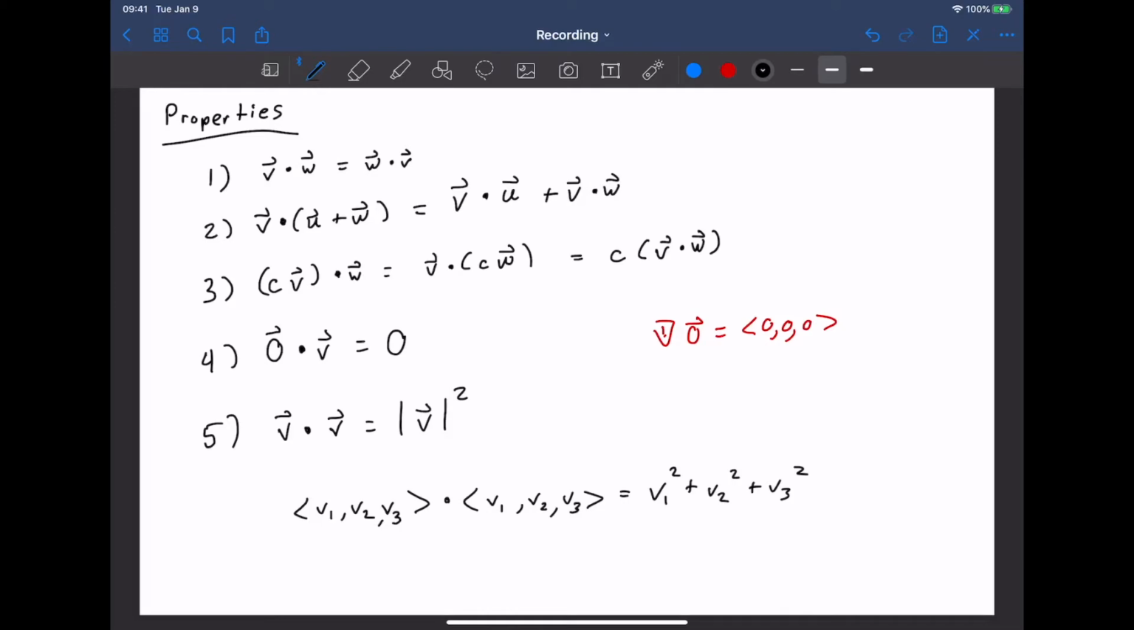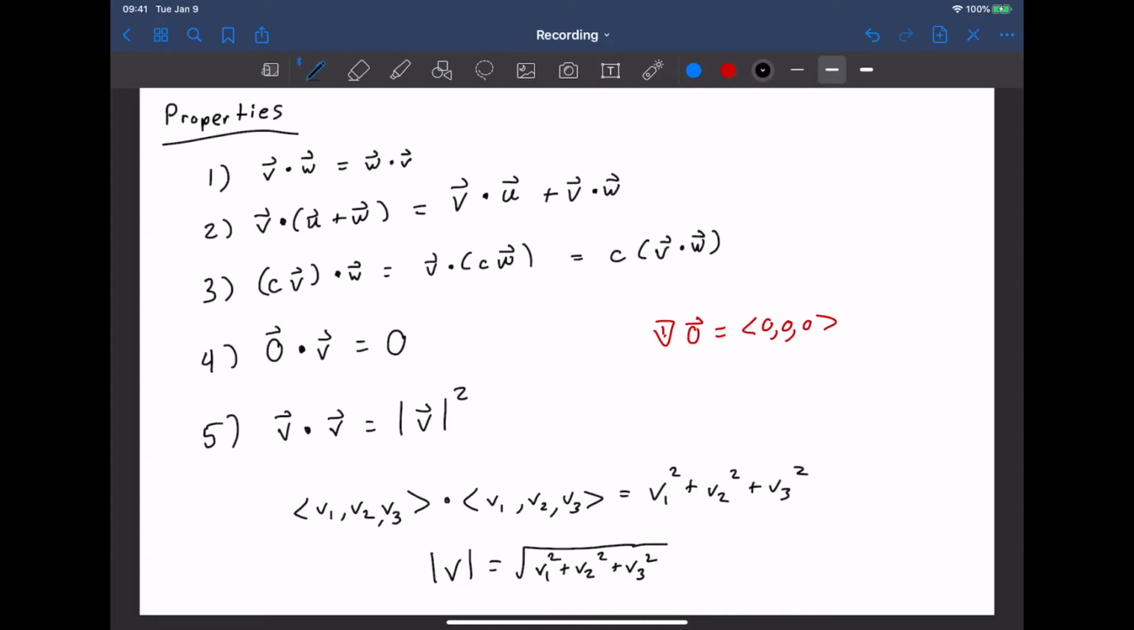You might be like, well, I don't know, that looks unfamiliar to me. Well, what's the length of v? If you remember how to do the length of v, it would be the square root of all that. And so you should see the connection there, right?